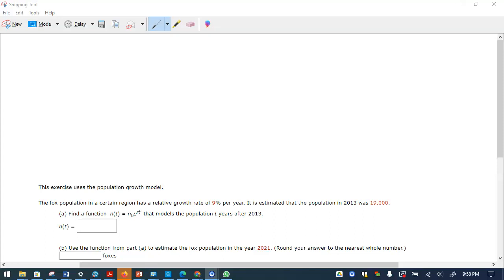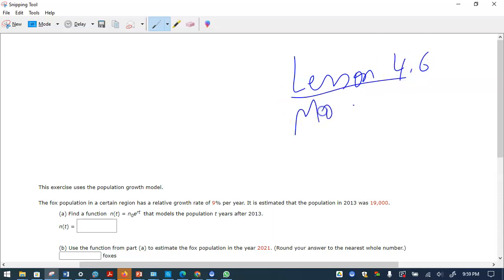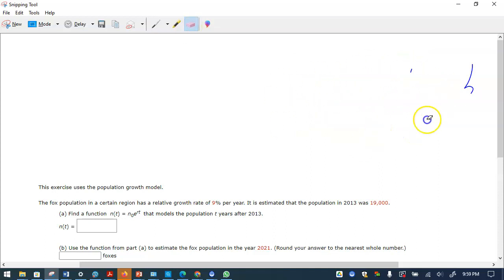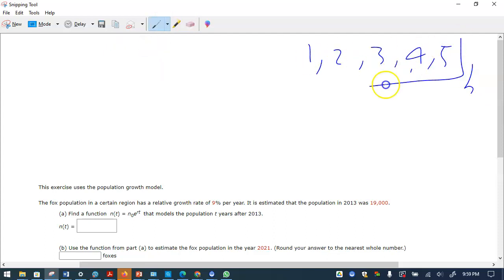Okay, hello students. Here I would like to walk through some of the more practice problems for lesson number 4.6, modeling. So these are all modeling problems in exponential and logarithmic functions. So let's see, this problem is problem number 6. We did 1 through 5 in the classroom. So 1, 2, 3, 4, 5, I tried to solve in the class, and this is problem number 6.